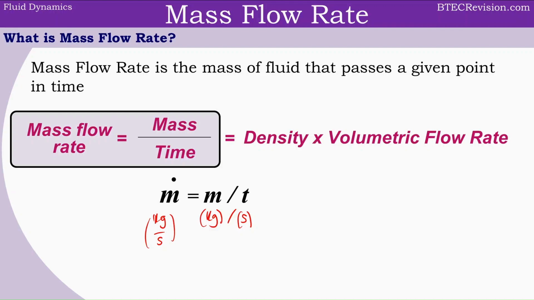And if we remember from a previous lesson on density, we know that density, rho, equals mass divided by volume. So we can rearrange this for mass: mass equals density times volume. So if we replace m in this equation with rho times V, we'll have rho V divided by t. And we know that V divided by t is volumetric flow rate. So therefore, that becomes rho V dot.